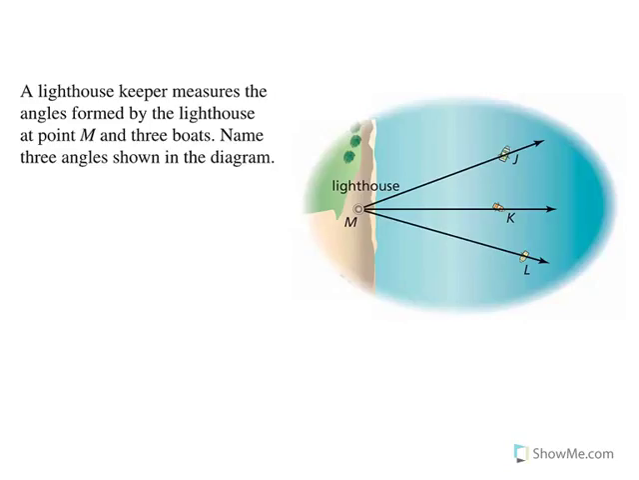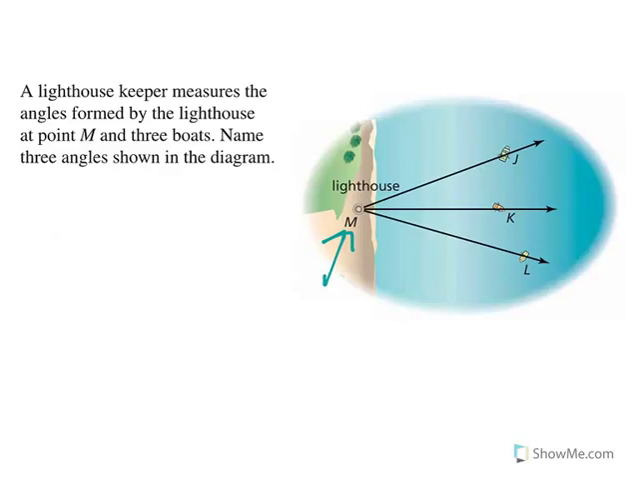If we look at this example problem, it tells us that a lighthouse keeper measures the angles formed by the lighthouse at point M and 3 boats. We want to name the 3 angles shown in this diagram. So this is just talking about naming them. We don't know their measures, we just want to be able to call them. Because they all have this common vertex of M, we can't just say angle M. If I say angle M, it doesn't really tell me which angle I'm talking about. So we can't say that. Instead, we need to call it by 3 points, so the points that are on the sides as well.